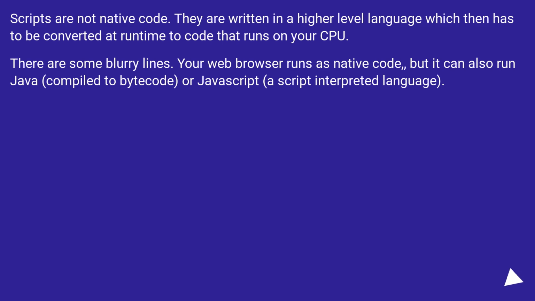Scripts are not native code. They are written in a higher level language which then has to be converted at runtime to code that runs on your CPU. There are some blurry lines. Your web browser runs as native code, but it can also run Java, compiled to bytecode, or JavaScript, a script-interpreted language.